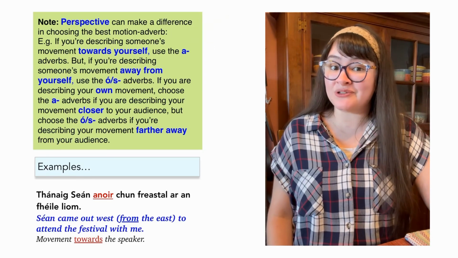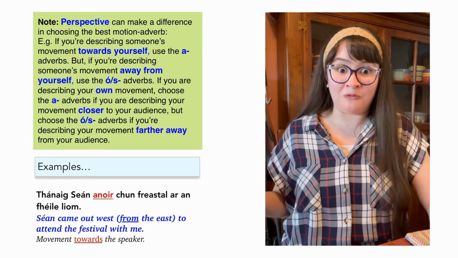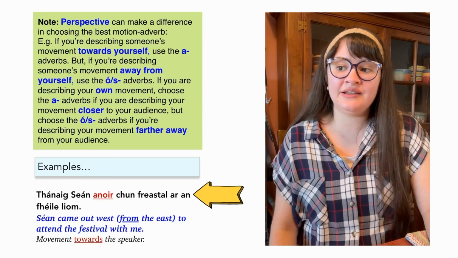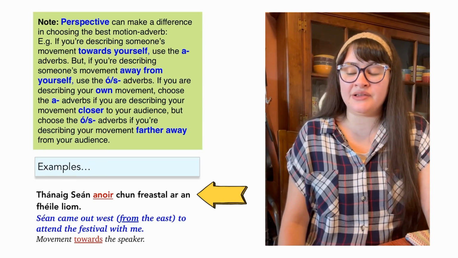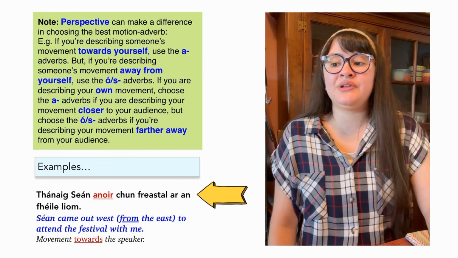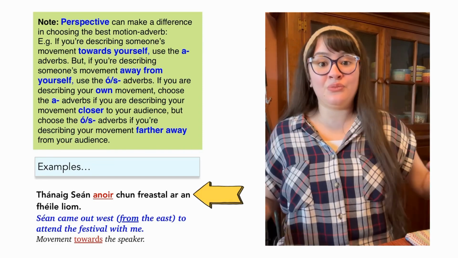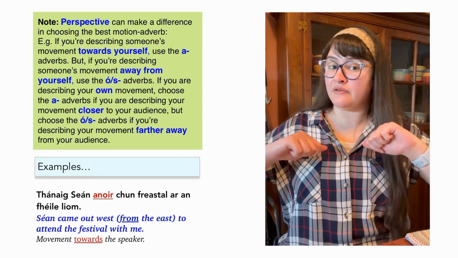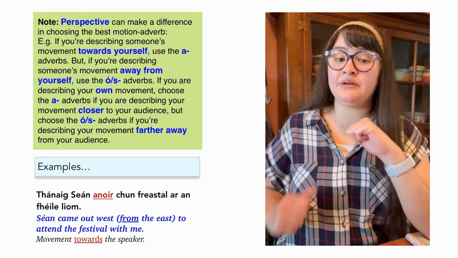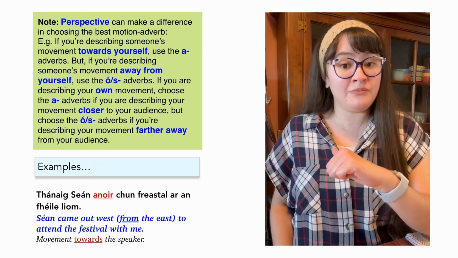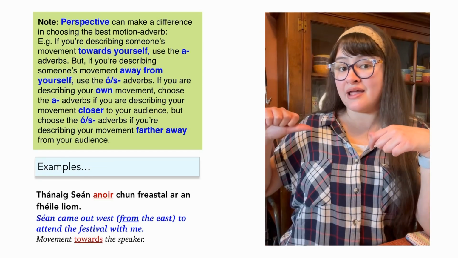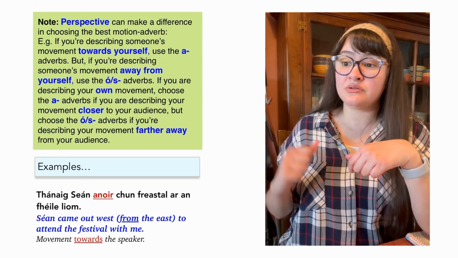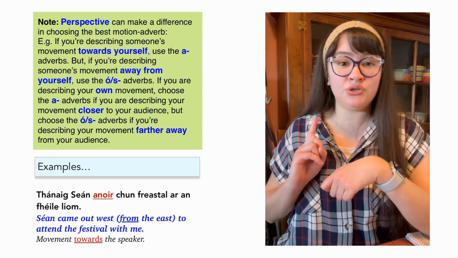I have some examples now that'll make all that clear, hopefully. Hannak Shananay hun frastel Erinelum. Shan came out west from the east to attend the festival with me. So the movement in this case is toward myself. It's toward the speaker, describing where my friend Shan came from. Even though we're saying that he came out west where I am, he's coming from the east. So a nay is the best choice.